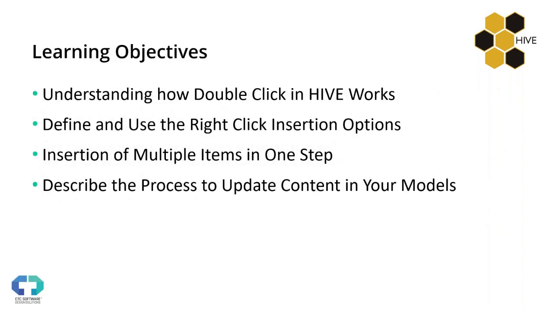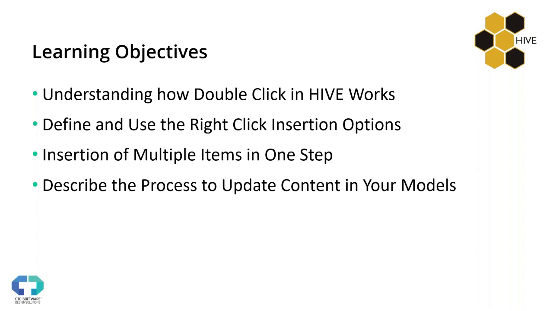We're going to go over a couple of major topics today. Very specifically, in painstaking detail, I'm going to talk about the double click within HIVE. What does it do? How does it work? What are the ramifications of that choice? We're going to take a look at the right-click insertion options, and use that to insert multiple items in one single step, and talk about the ramifications of that choice. And we're going to look at how to update content in your models using the right-click, because a lot of the stuff happens off the right-click when we're inserting content. Being able to leverage that is important.